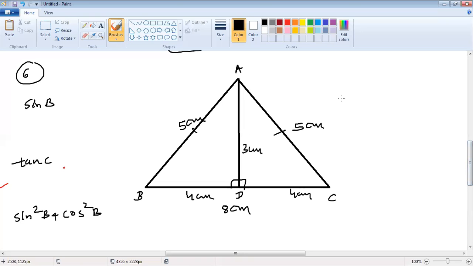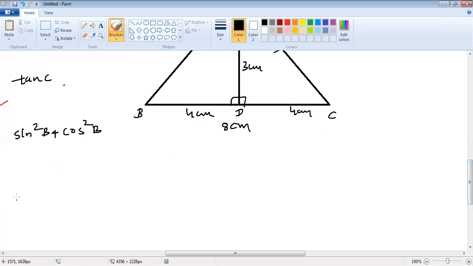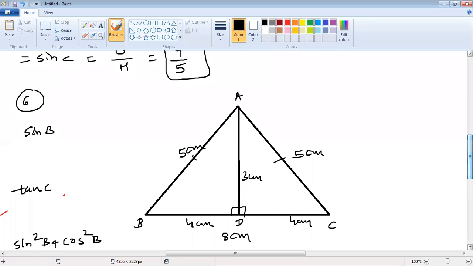And then there is part four, tan C minus cot B. What is part four? Tan C minus cot B. These are the things which we are supposed to calculate. We will see one by one. So how to start with the same sum?